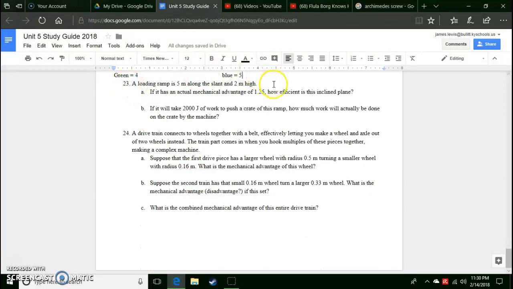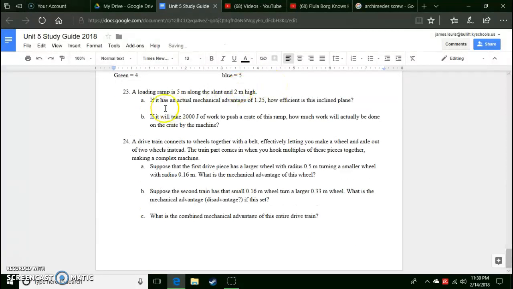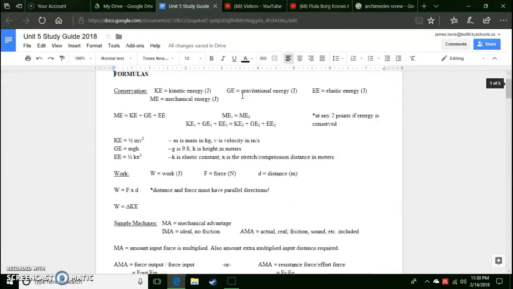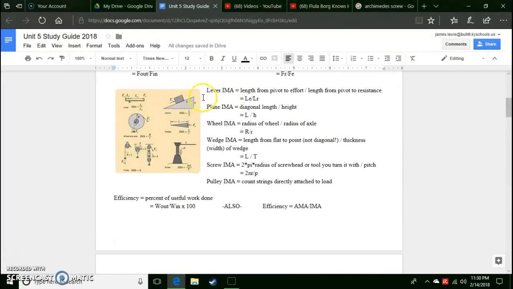Number 23, we have this loading ramp. It's going to be 5 meters long and 2 meters high. So remember, ramp is the same thing as an inclined plane. So the inclined plane was the very simplest one. The diagonal length is what we're looking at in this case. Remember, that's not the same as the wedge. The wedge we wanted straight across. The inclined plane, we actually want the diagonal. And I pointed that out here in the plane IMA. Diagonal length divided by height. So it's L divided by H.